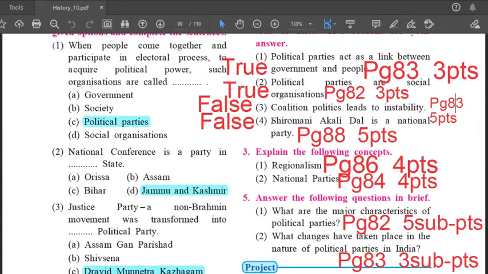Next one, the fourth one. Children, this third one, no, the answer is false. So first you're going to correct the statement. Coalition politics leads to instability. So how will you correct the statement? Coalition politics leads to stability.